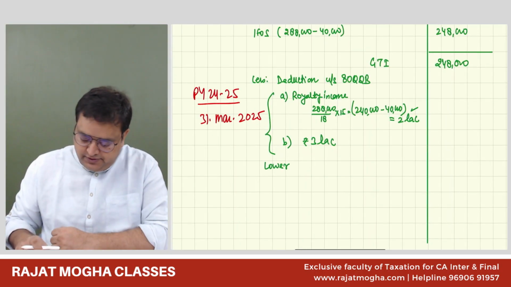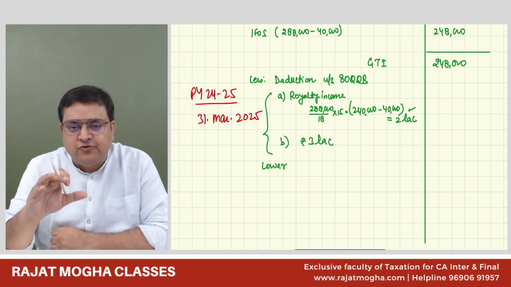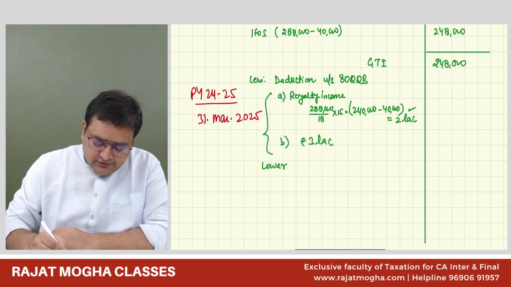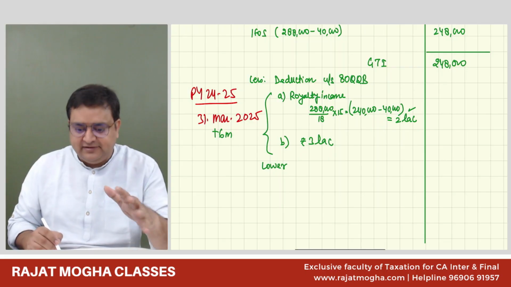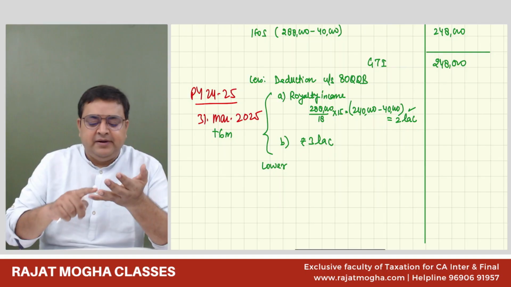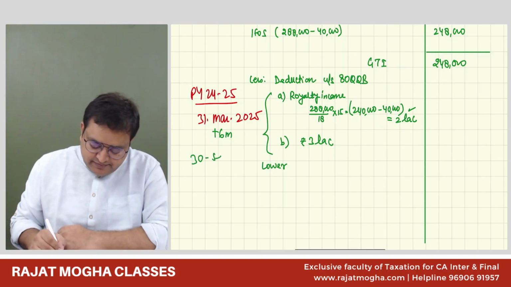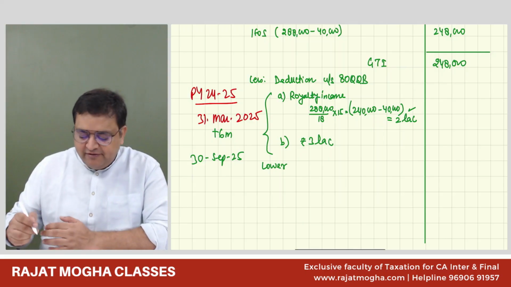Okay, now we will allow it if you have received this royalty within 6 months from the end of the year. So within 6 months is from this date, just add 6 months. So we can give you this much grace. If I add 6 months from March, you will add April, May, June, July, August, September. What do you get? 30th September. Correct? So you should have received this amount.